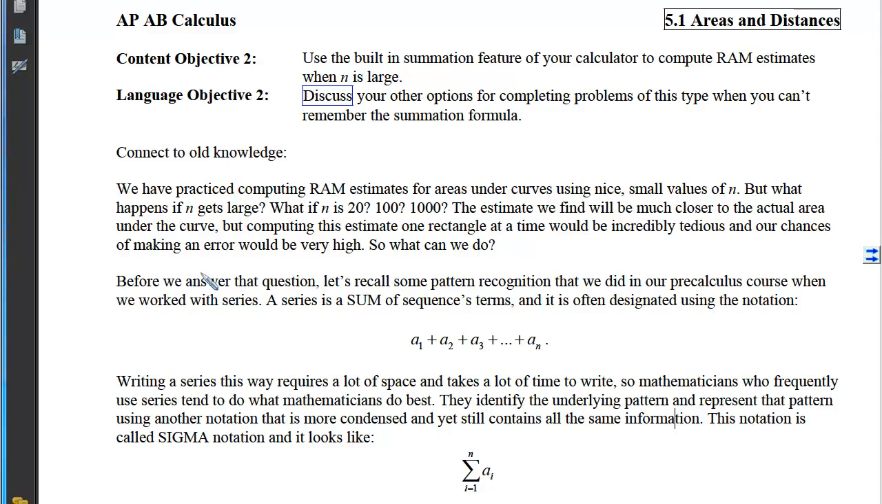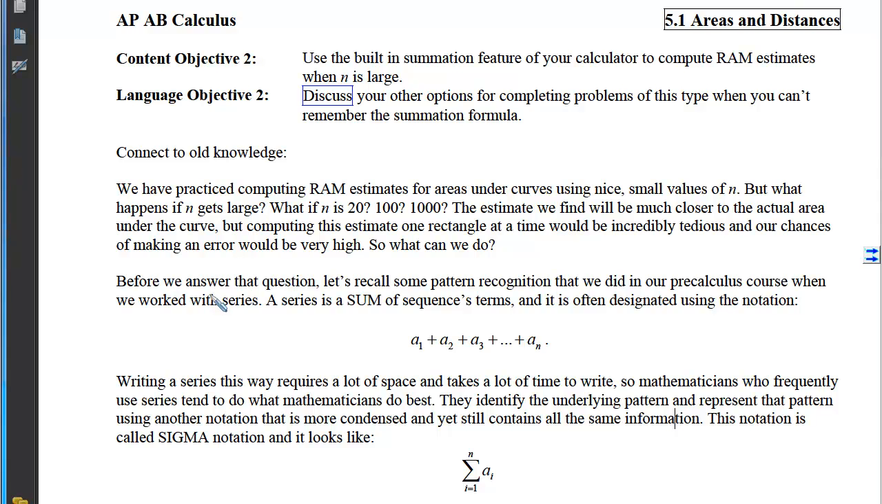This is section 5.1, Areas and Distances, content objective 2, which is to use the built-in summation feature of your calculator to compute RAM estimates when n is large. By the time we're done, I'd like you to discuss your other options for completing problems of this type when you can't remember the summation formula.